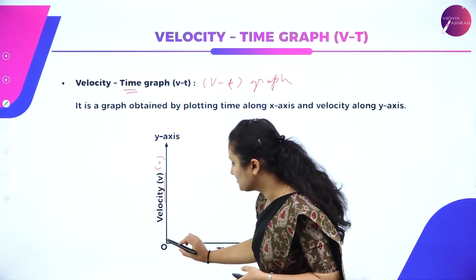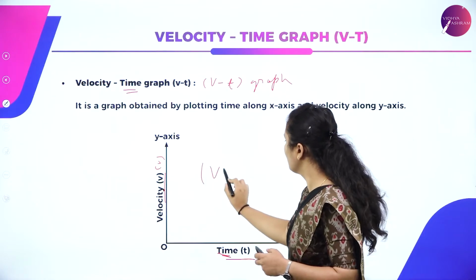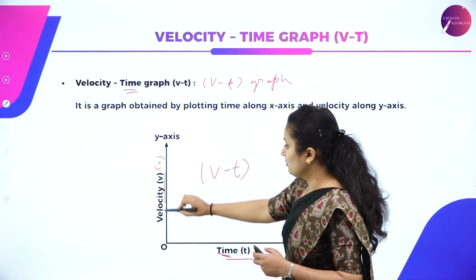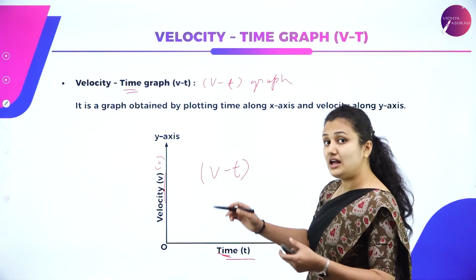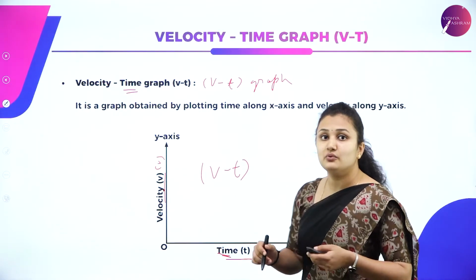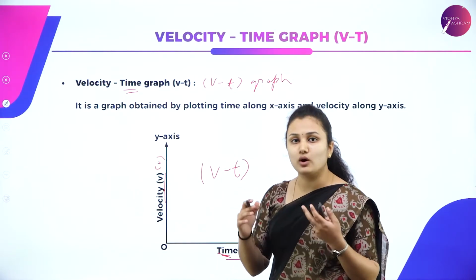So this is the object which is at origin O. So this is our VT graph. Velocity along the y-axis, time along the x-axis. Even under the velocity time graph, we have 5 to 6 cases. Let us look at what those are.